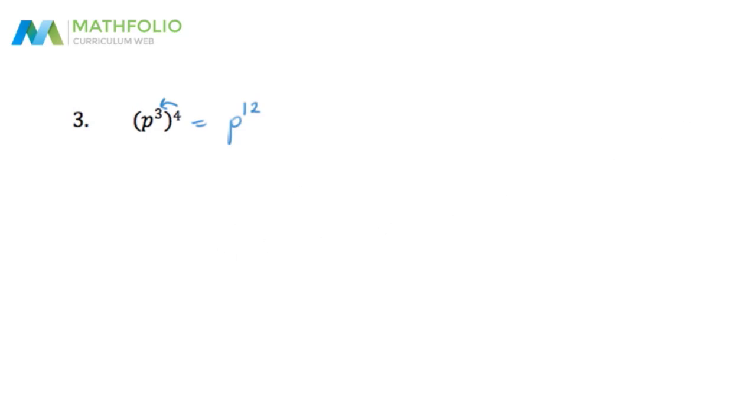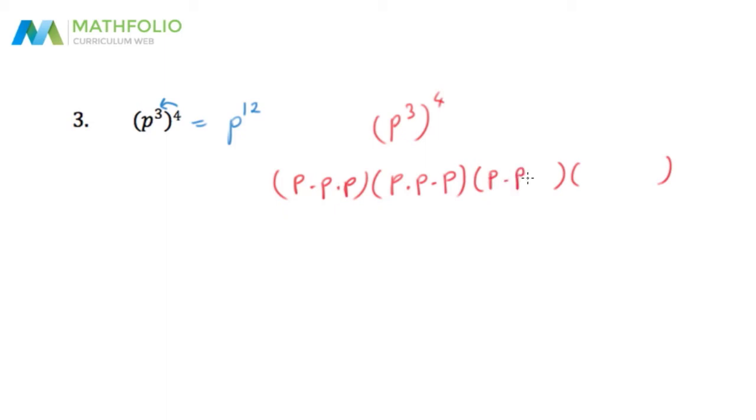To see the expanded reason as to why this is true, if you've got p to the 3rd all to the 4th, what this really means is, well, p to the 3rd is p times p times p. That's p to the 3rd. And if we're doing this to the 4th power, it means that we have to multiply this quantity by itself 4 times. So p times p times p, p times p times p, p times p times p. So this is really what p to the 3rd to the 4th means. We've got p to the 3rd in each of these, and because it's to the 4th, it means we're multiplying it by itself 4 times.